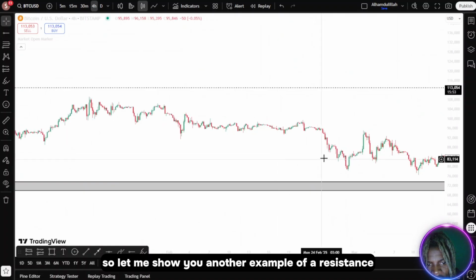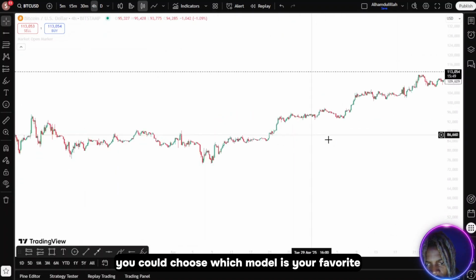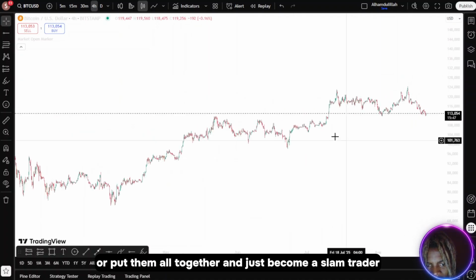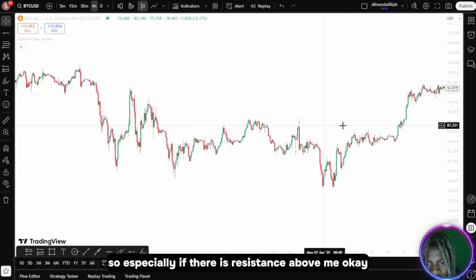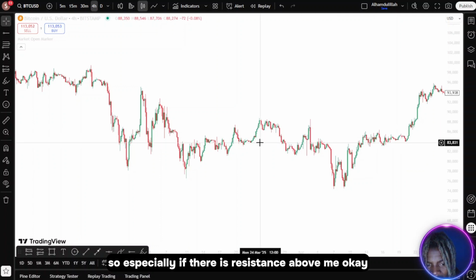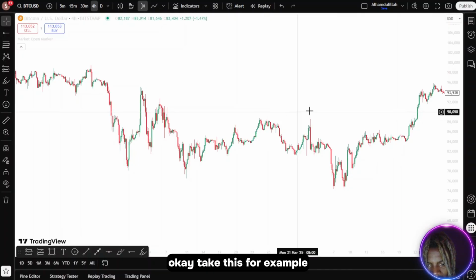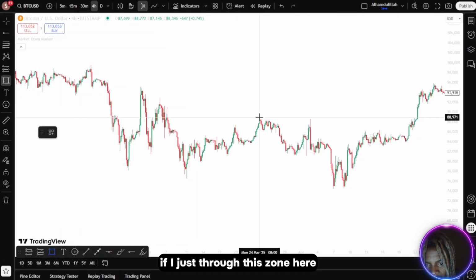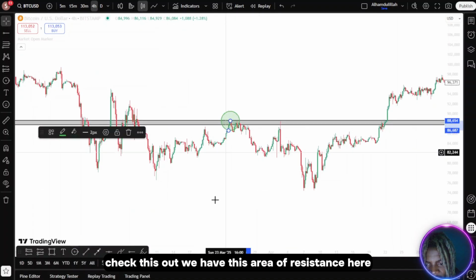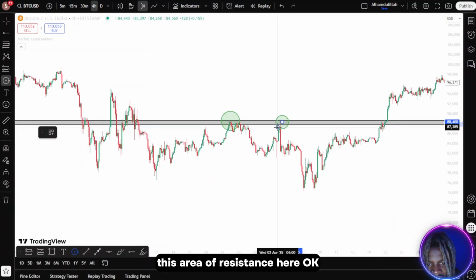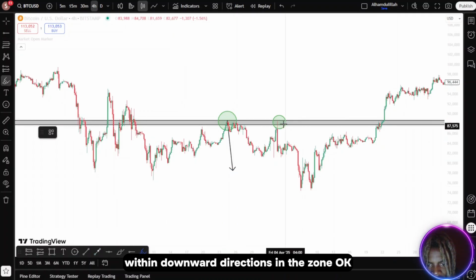Let me show you another example of a resistance breakout. I'm going to show you guys all the models. You could choose which model is your favorite, or put them all together and just become a slam trader, inshallah. So check it. Especially if there's resistance above me, that's something I'm going to want to look for. Take this for example. If I just drew this zone here, check this out. We have this area of resistance here, and this area of resistance here. Price decided to fall downward within the zone.